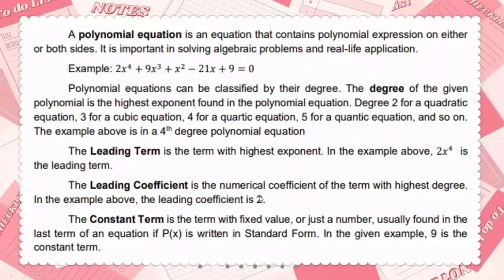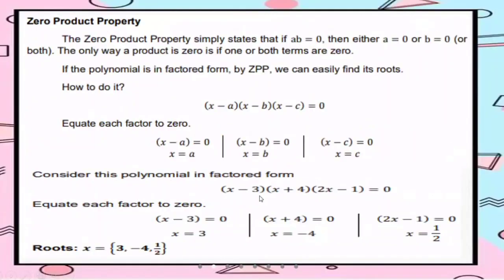So, let's proceed. So, meron tayong tinatawag na zero product property. So, si zero product property simply states that if A multiplied by B is equals to 0, then either A is equals to 0 or B is equals to 0 or both. The only way a product is 0 is if one of the terms is 0. If the polynomial is in factored form, by ZPP or the zero product property, we can easily find its roots.